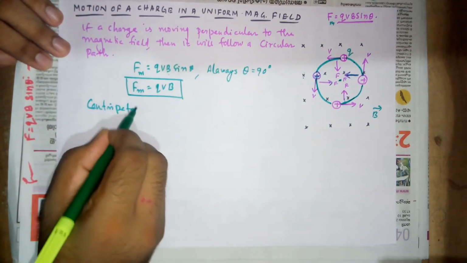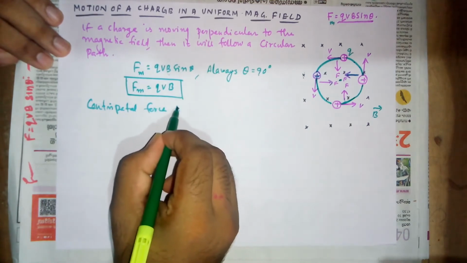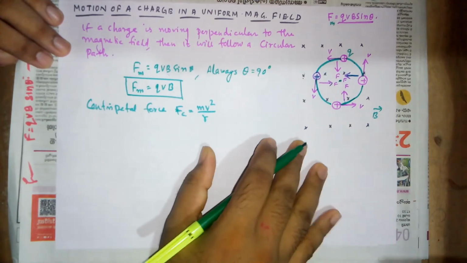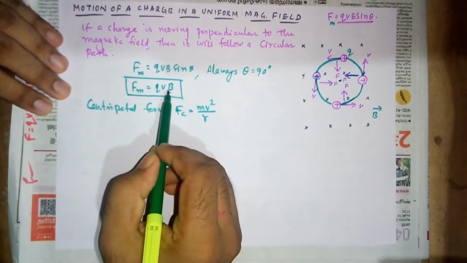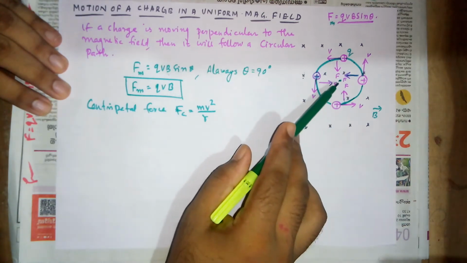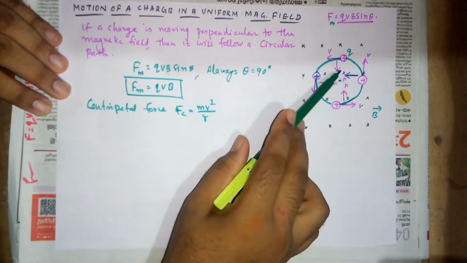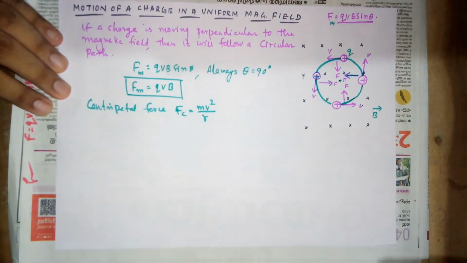Centripetal force Fc is equal to mv square by r. Okay, so we can equate this centripetal force expression with the magnetic force, because the centripetal force for this motion is provided by the magnetic force, since it is acting towards the center. So I can equate the centripetal force with the magnetic force.